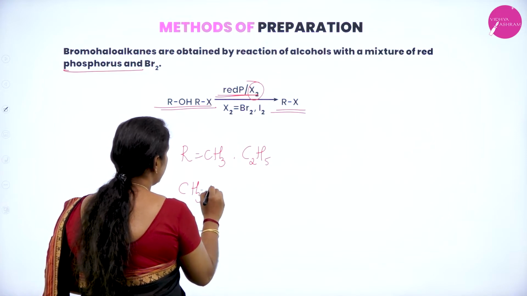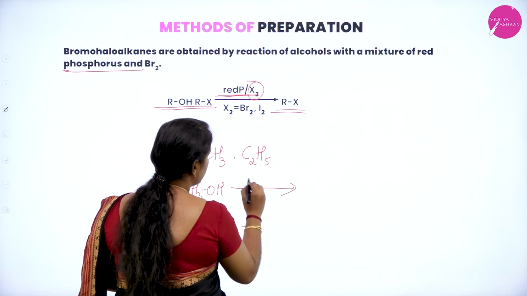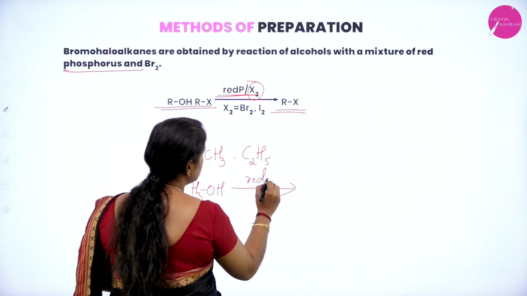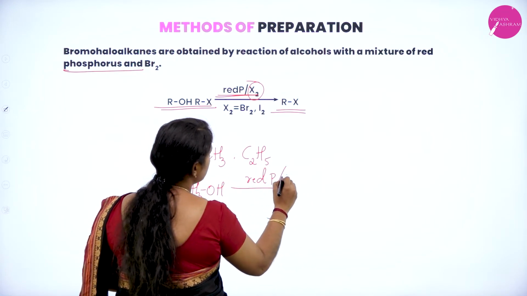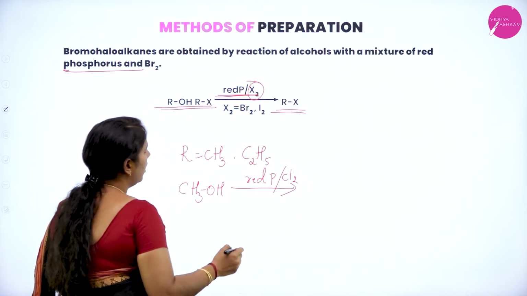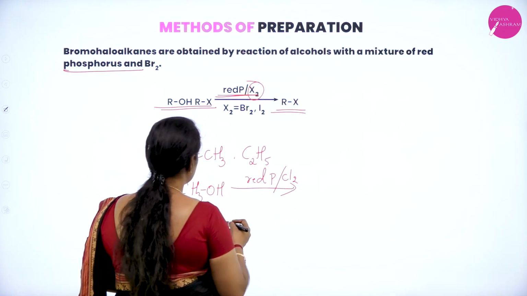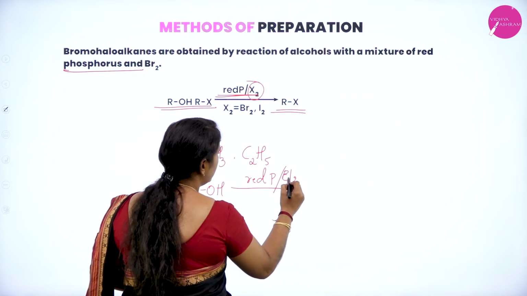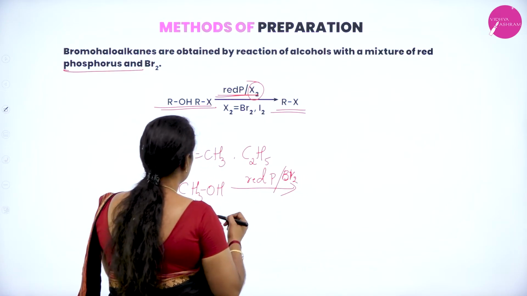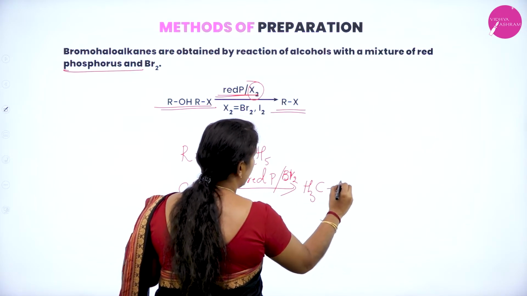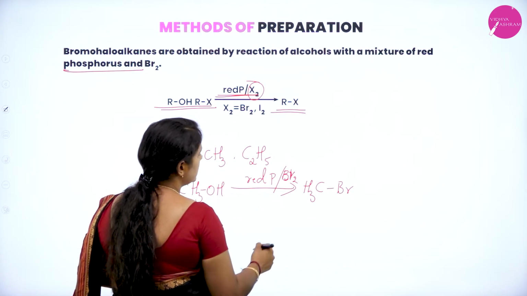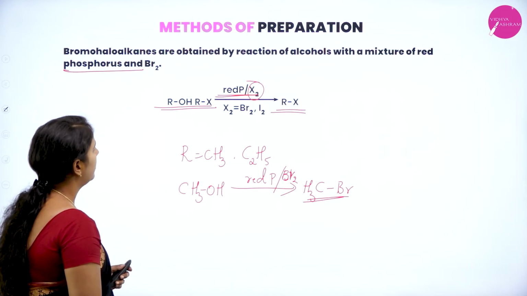So CH3OH in presence of what? Red phosphorus. Okay. And also I'll take the halogen as Cl2 or you can take bromine also. I'll go with the bromine Br2. So what does it form? It forms CH3Br. Okay. So this is bromomethane.